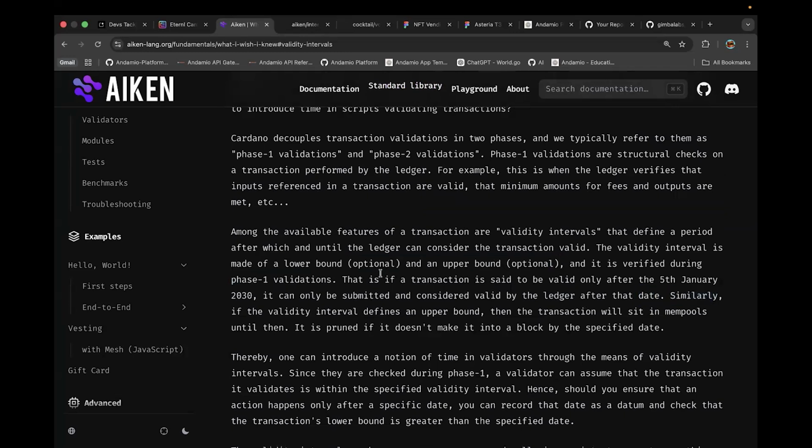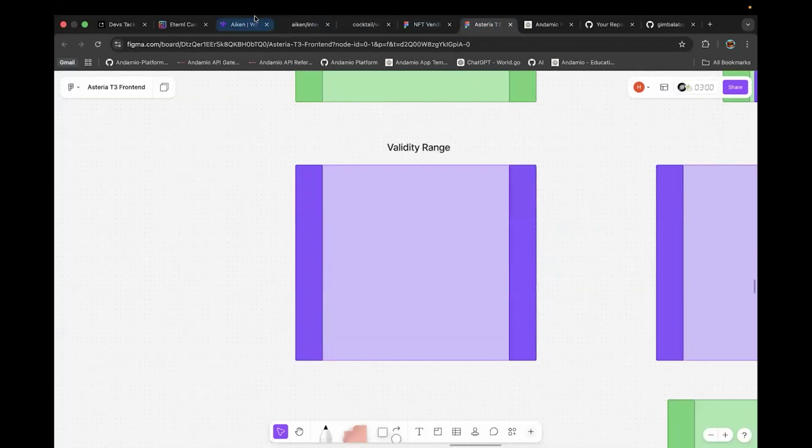Wait, I want to read this one more time. So if it is valid only after, they're basically saying the lower bound is the 5th of January in this case, correct? Yeah. This is 5th January. Okay, cool. Lower bound.